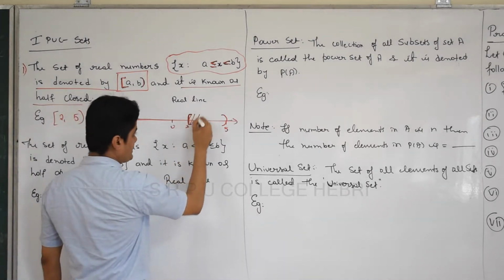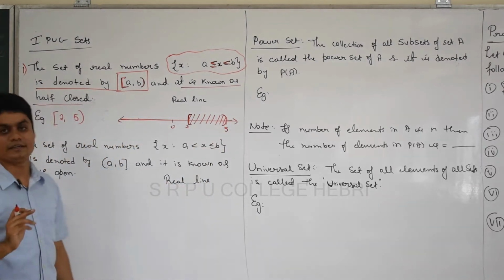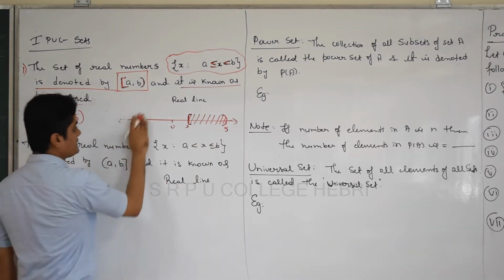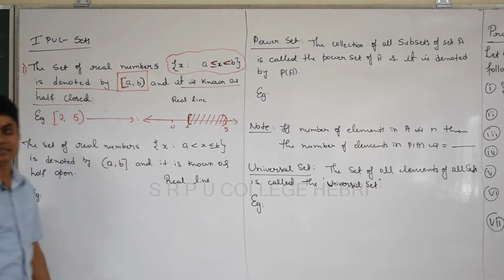This represents the half open. Right? 2 is included but not 5. 2 is included but not 5. Understood? So on the real line this can be represented like this.